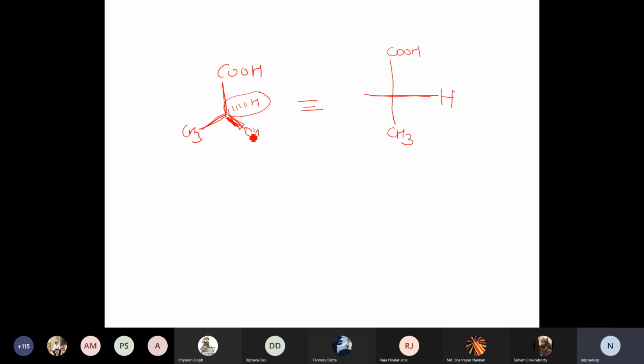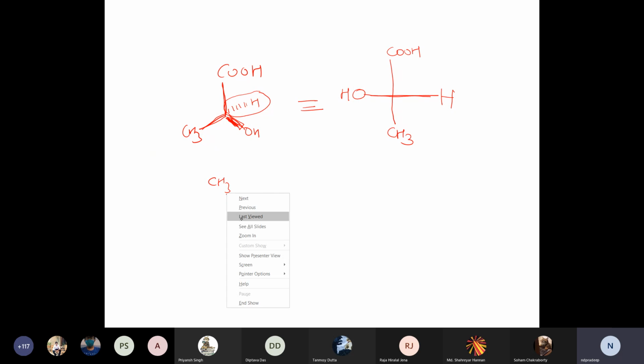The one which is the wedge one, I'm going to change to the other side. So then it should be OH. That is the only trick here. The trick here is that the dashed one will be on the same side. You should not change the side of the dashed one. That is the only thing, the trick. So for example, I will give you another molecule.